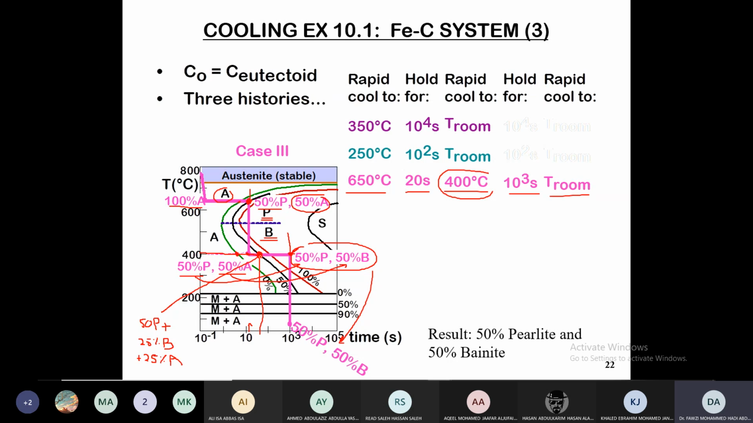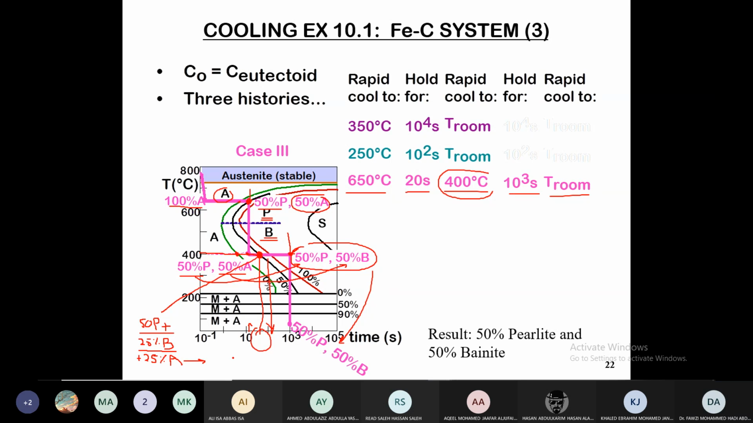Now, if you quench from here to room temperature, what is going to happen? The 50% perlite and 25% bainite, they are not going to change. The austenite is going to transform into the martensite phase. So you will have the resulting microstructure: 50% perlite, 25% bainite, and 25% martensite. Clear?